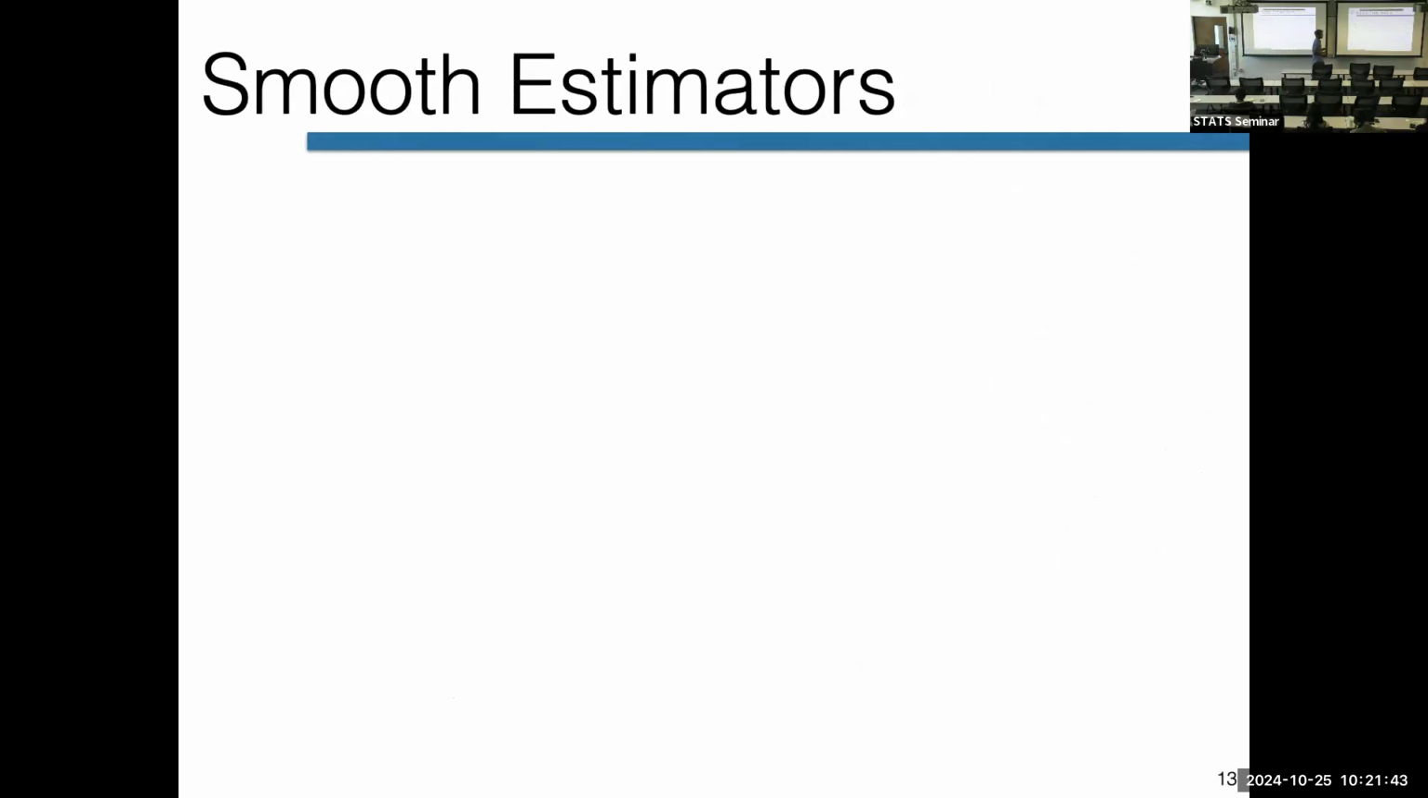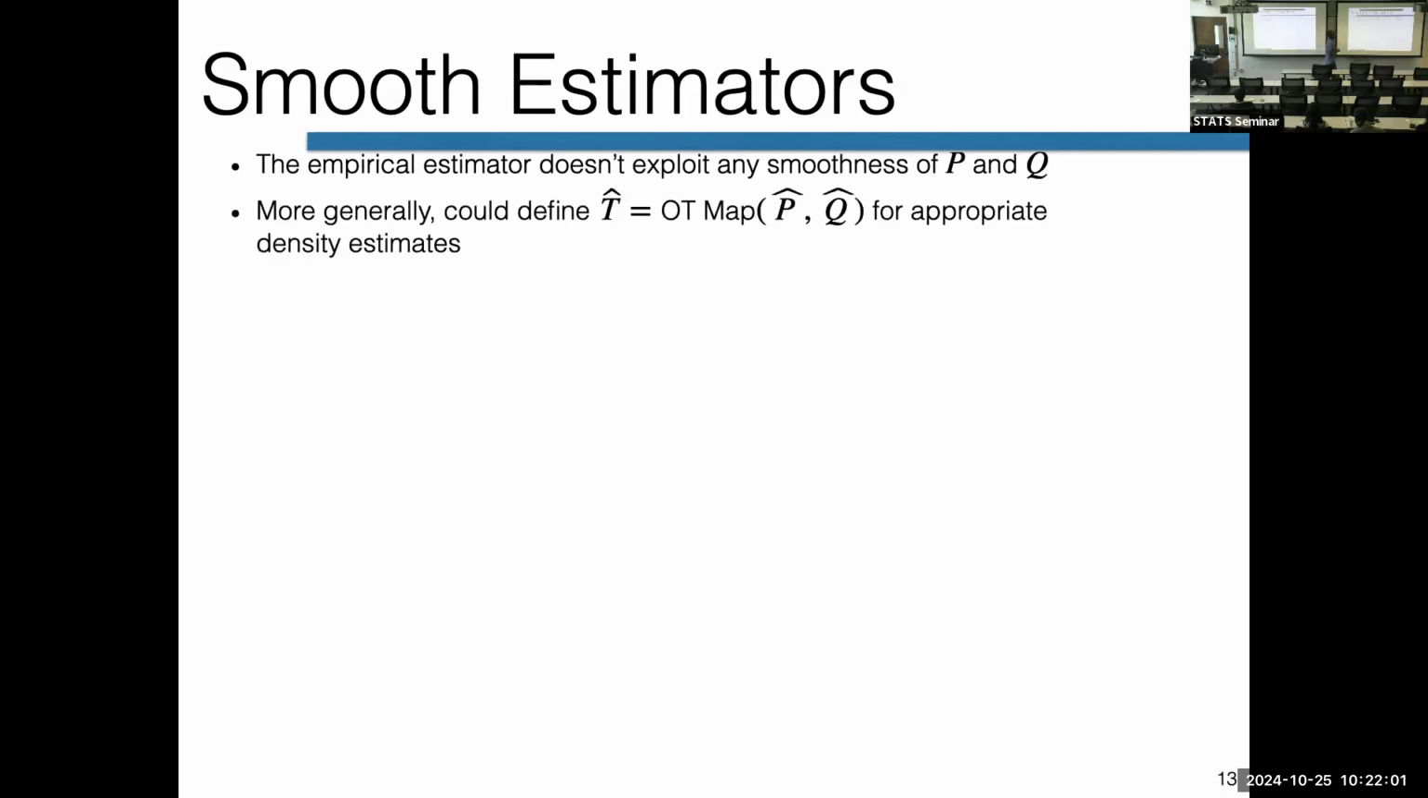Another class of estimators are what are called plug-in estimators. These are smooth estimators. Maybe the basic intuition is that the empirical estimator is based on this nearest neighbors idea. It may not exploit the smoothness of P and Q. If I tell you those distributions are smooth in the usual non-parametric sense, your estimator maybe cannot take advantage of this. So more generally, you could think of the plug-in principle.